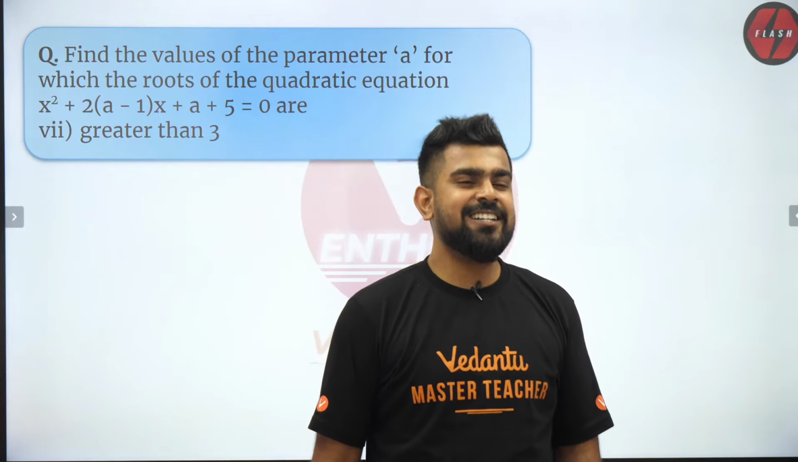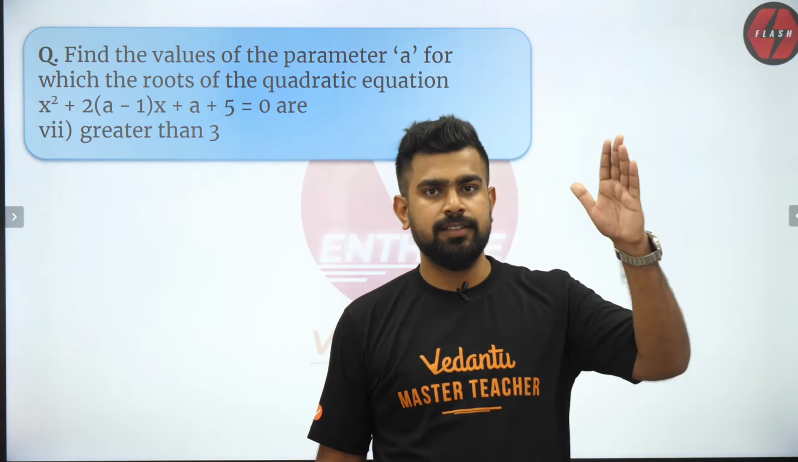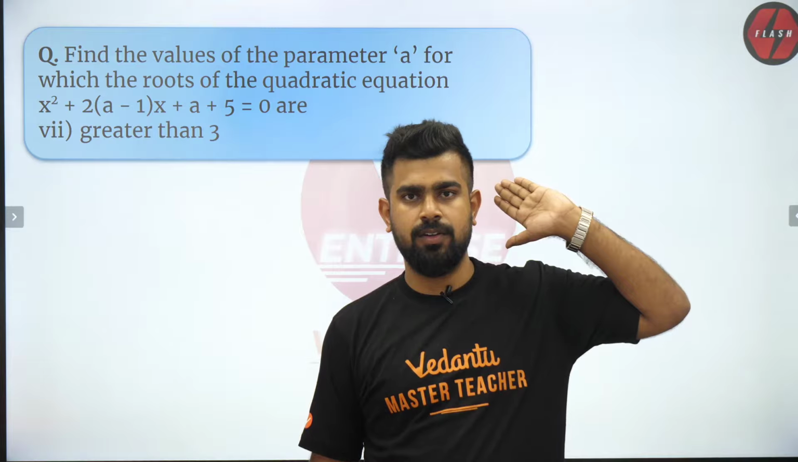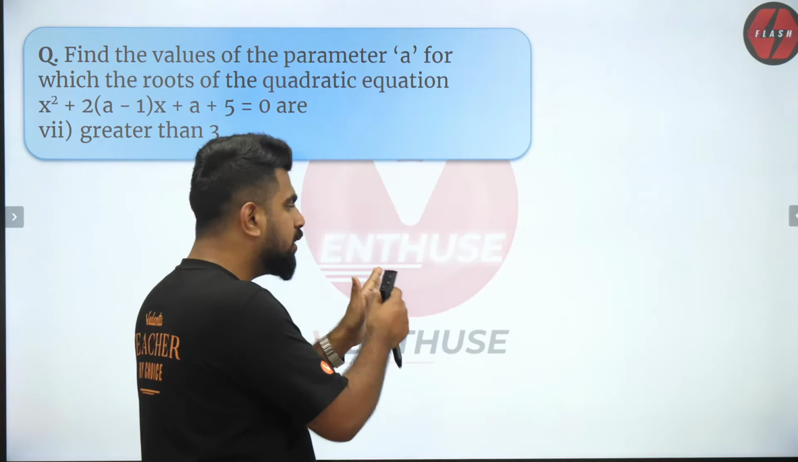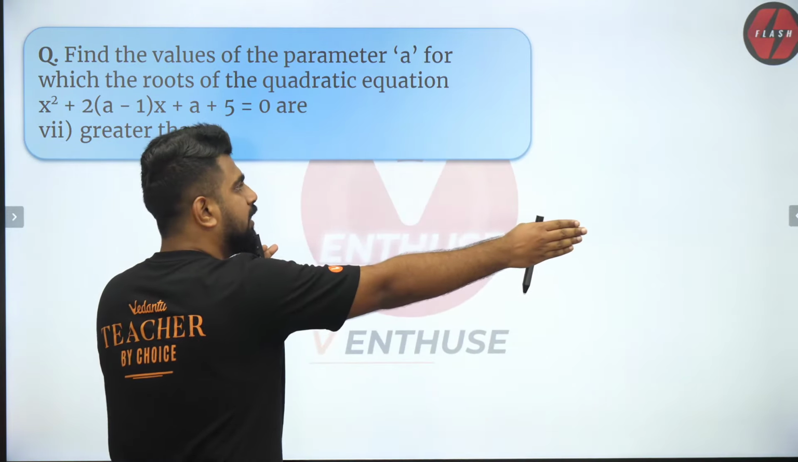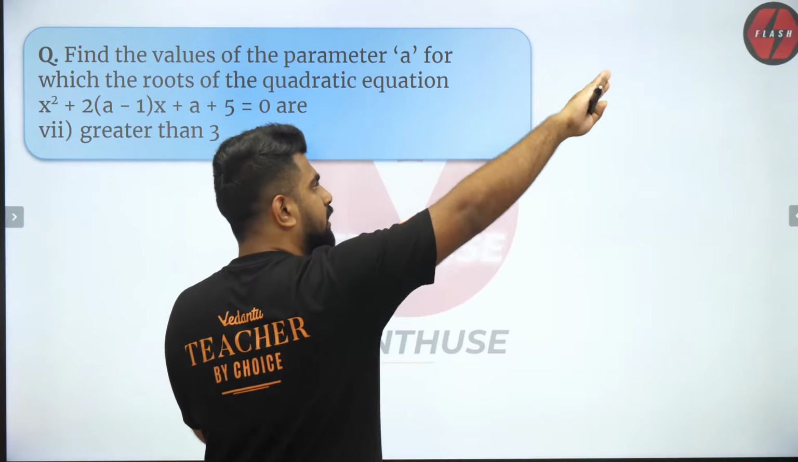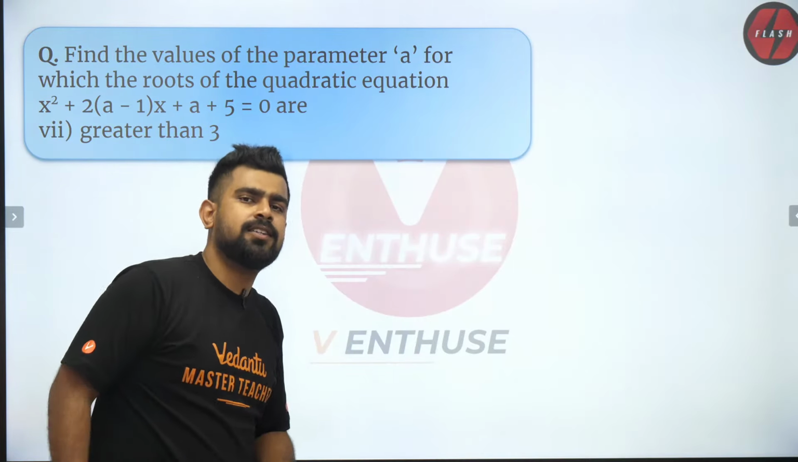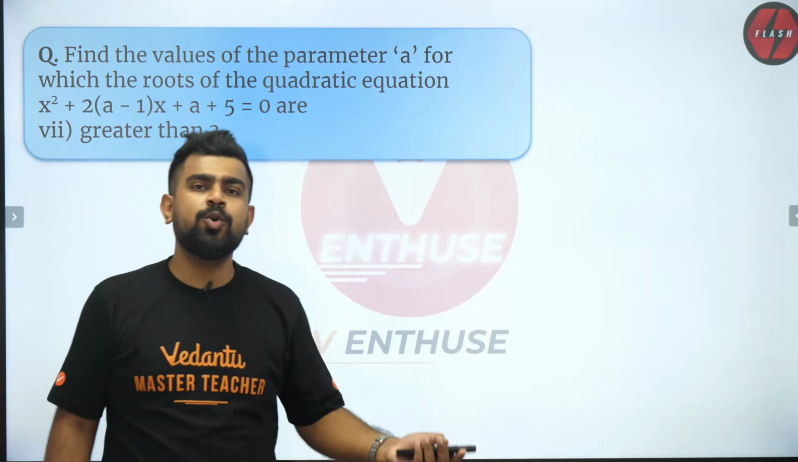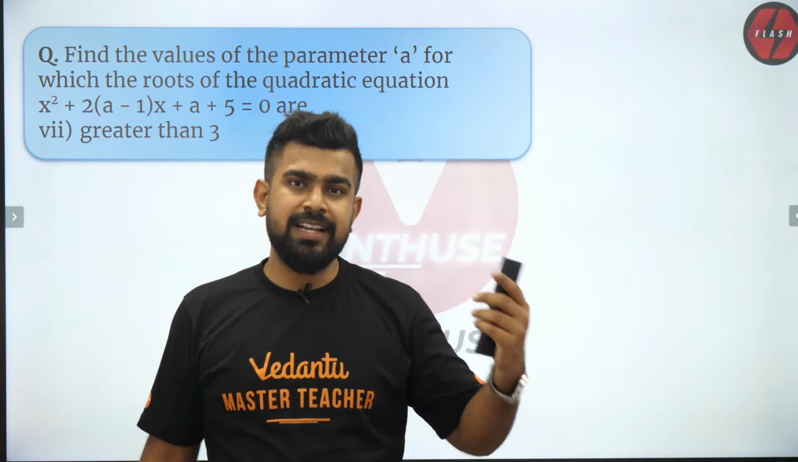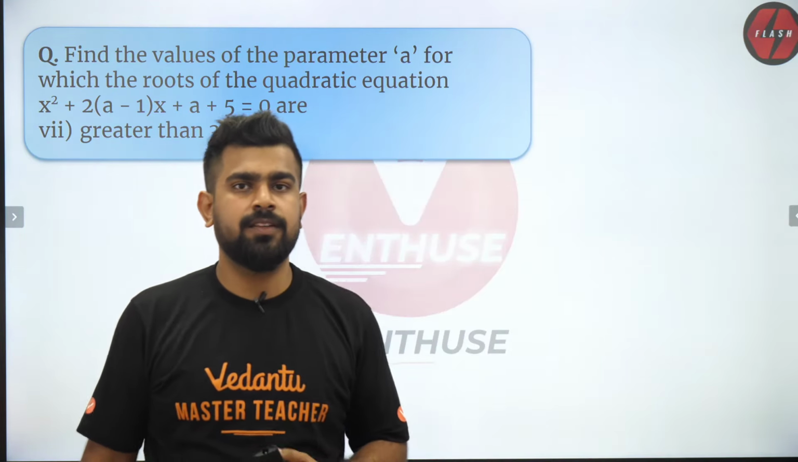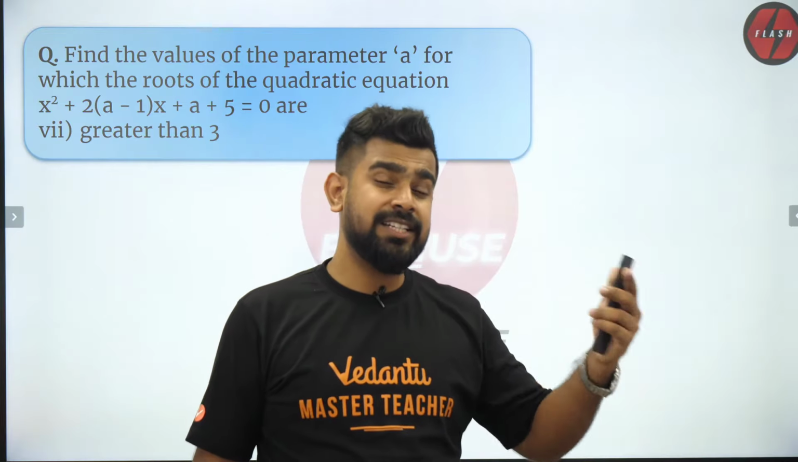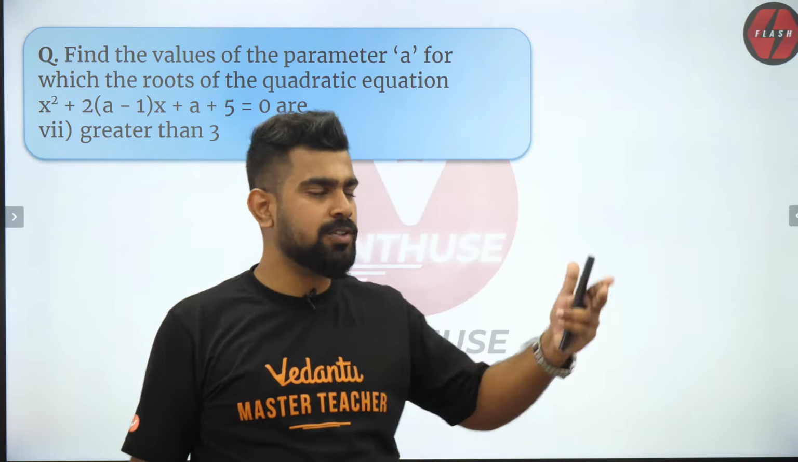So guys, the discriminant should actually be greater than or equal to 0, because both the roots should be to the right side of 3, but they can be distinct or they can be equal, doesn't matter. So I have to take 2 cases, one real and distinct, one real and equal, both are included.